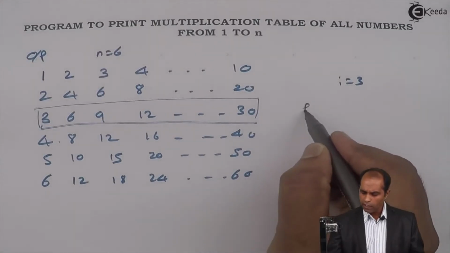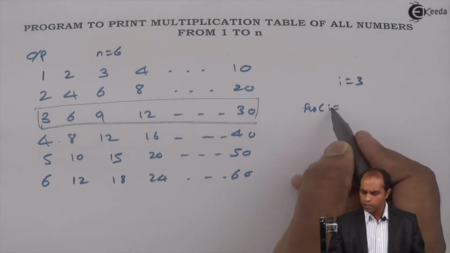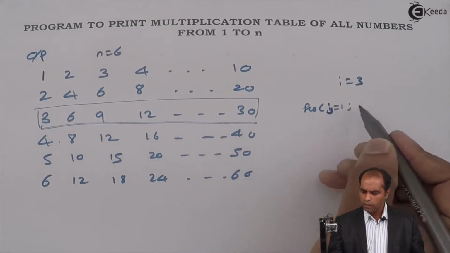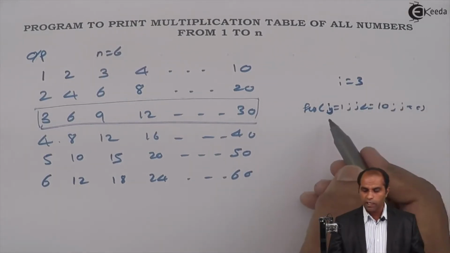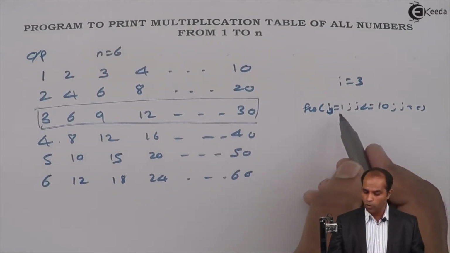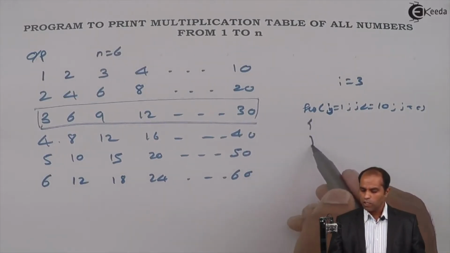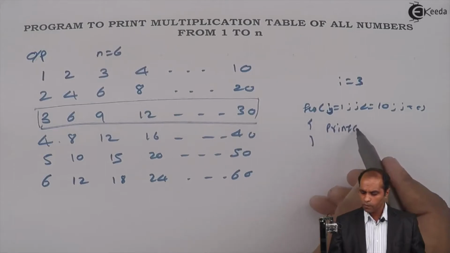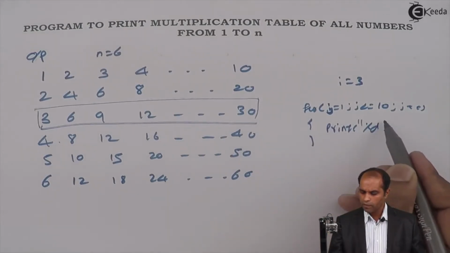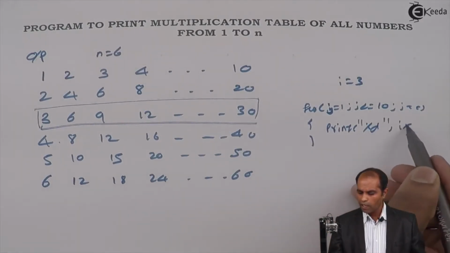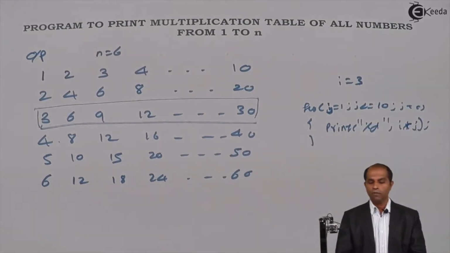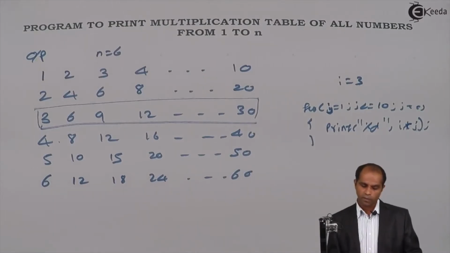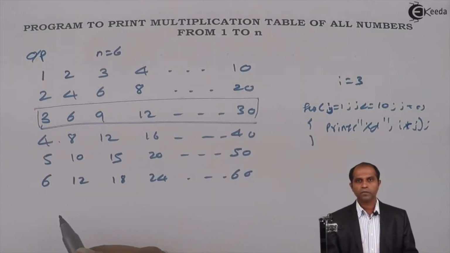So what I can do is I can write a simple for loop which will say j equals to 1, j less than equals to say 10, j plus plus, because 3 needs to be continuously multiplied from all the numbers from 1 to 10. So here I'll say printf %d comma i asterisk j. i is 3, 3 multiplied by 1 will be displayed, 3 multiplied by 2 will be displayed, 3 multiplied... Now this will generate one table.